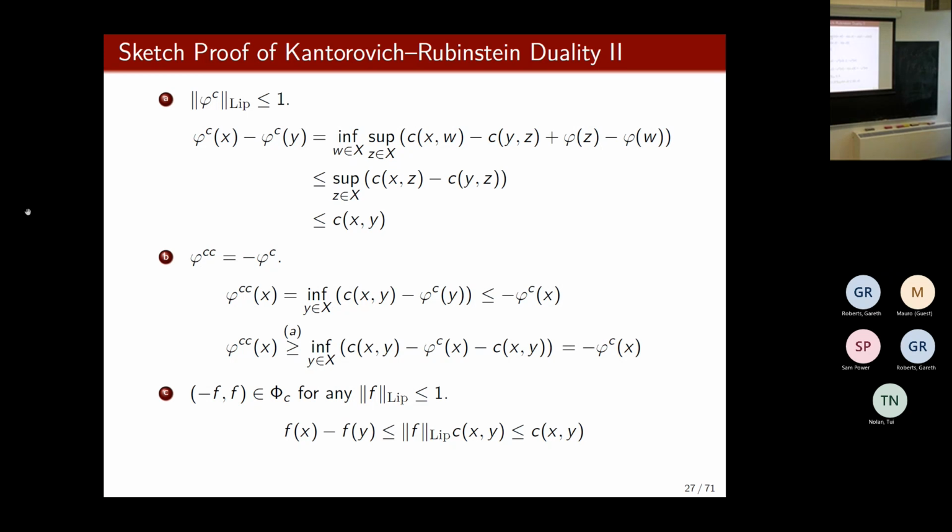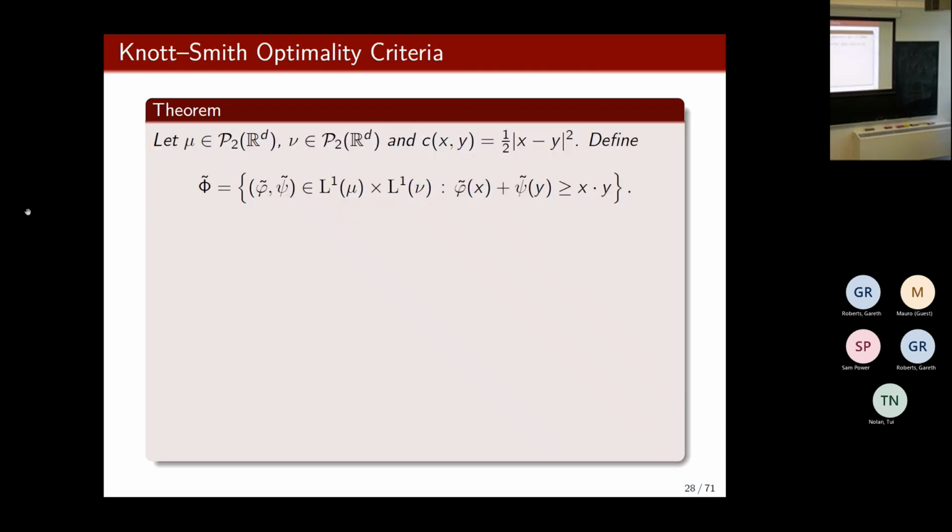So we have the Kantorovich-Rubinstein condition. Okay, so next on the list is the Knott-Smith optimality criteria. So essentially we're going to now show conditions where the optimal transport plan is induced by an optimal transport map.